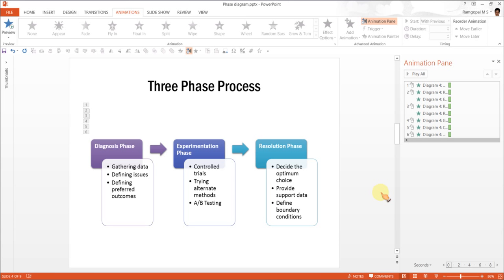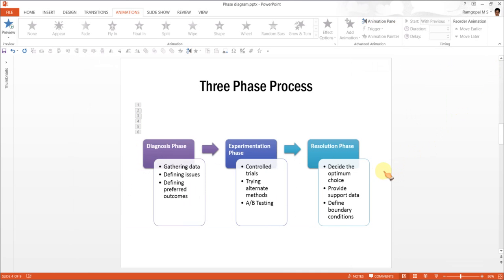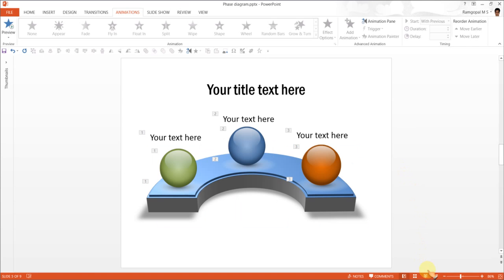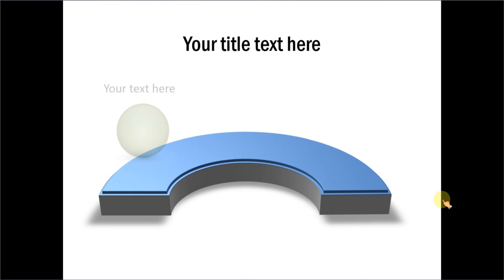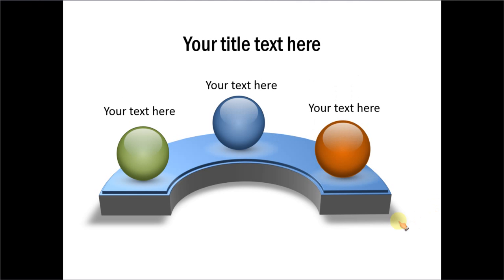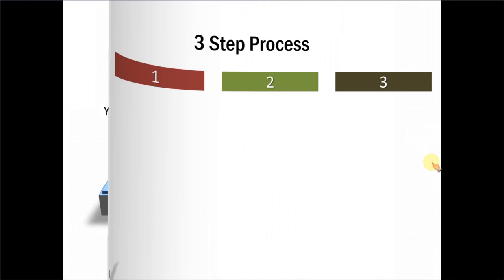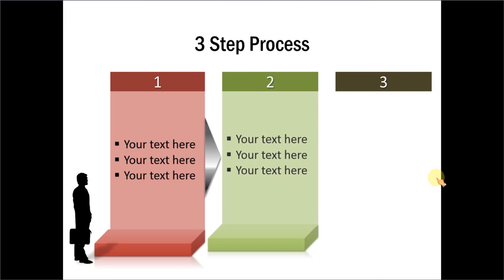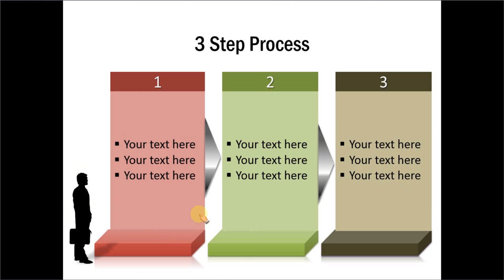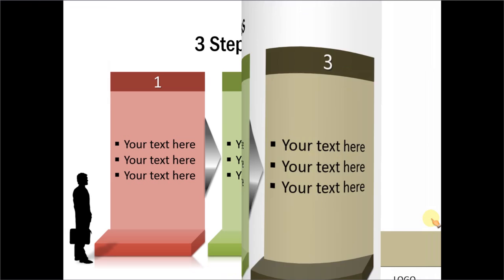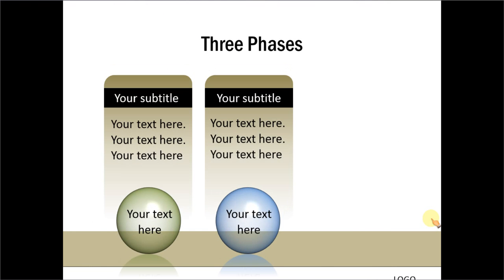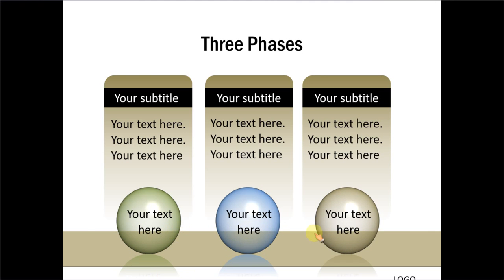Coming to think of three-phase process, it is a very common diagram used in business presentations. I wish to show you some useful variations of three-phase process diagrams taken from our PowerPoint CEO packs. This is one of those examples. You can see here the three phases are given a very interesting look using these glossy balls. Here is another variation of a three-step process where we have tried to add a silhouette and add a bit of human touch to the diagram. And this is another variation of three phases diagram where we used a different type of a glossy ball to make the diagram look attractive.